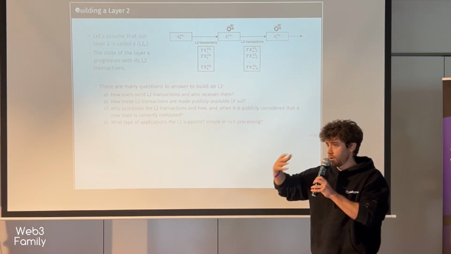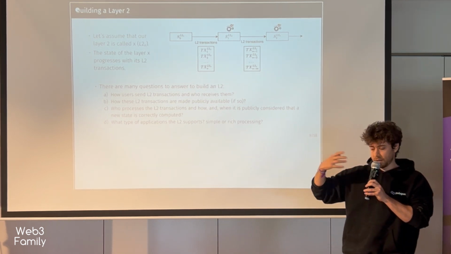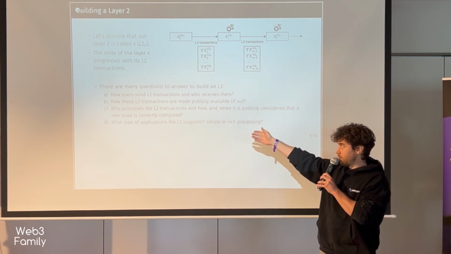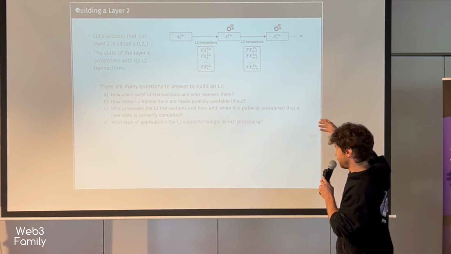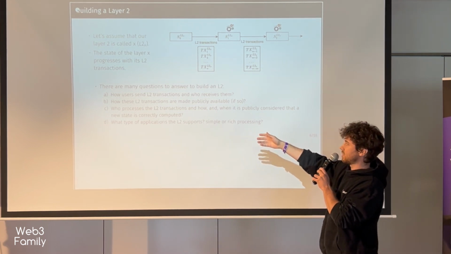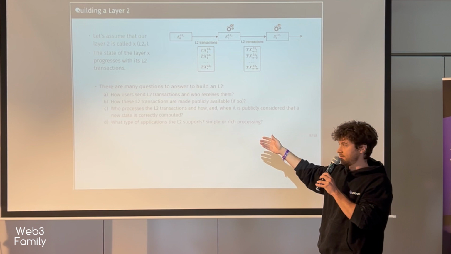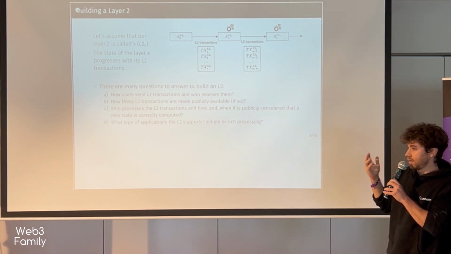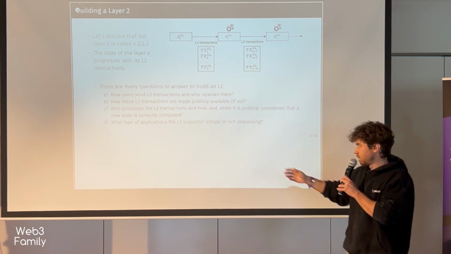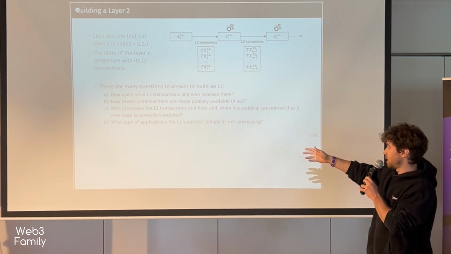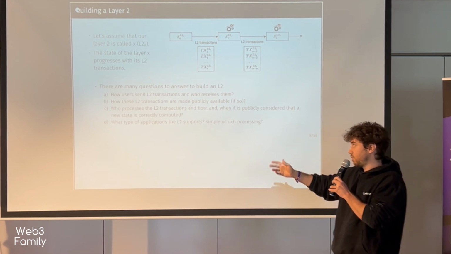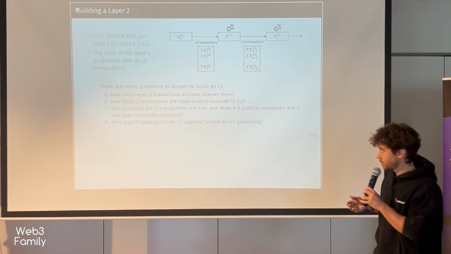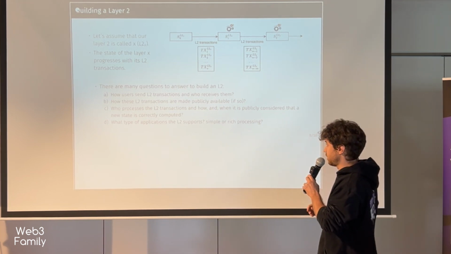I would like to progress with the talk to explain the different types of L2s and how they have been evolving, answering the following questions. I'm going to read them. How do users send L2 transactions and who receives them? How are these L2 transactions made public, meaning what do we do with the data availability? How are the L2 transactions processed? And finally, what type of applications does the L2 support? Let's start with the first one.